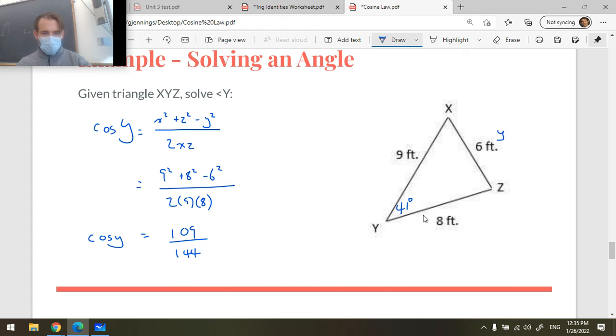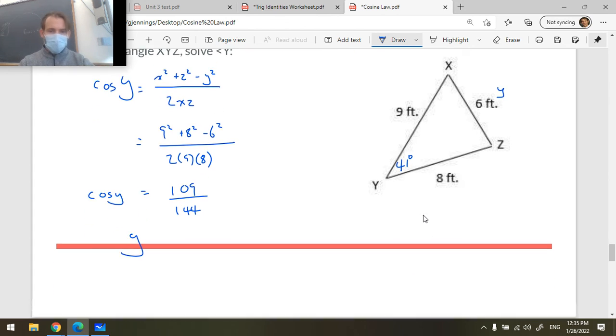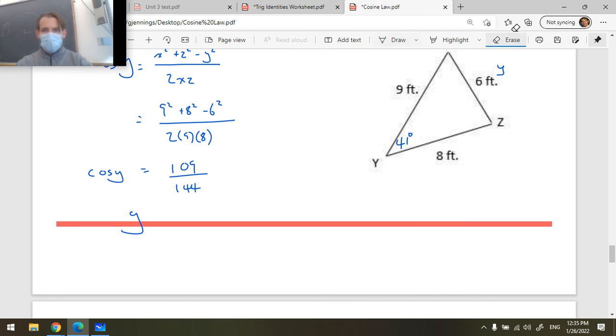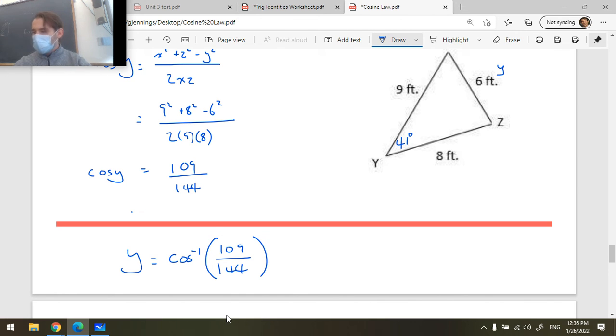Take the inverse cosine of both sides. So y is equal to, I don't like this red line. I'm going to print this without a red line next time. I'm going to put the solution down here. Big Y is equal to inverse cosine of 109 over 144. You'll notice I just drop cosine there and put inverse cosine over there. That's pretty much what we're doing, so long as you do the whole side of the equation. So that's what I'm going to punch on the calculator.